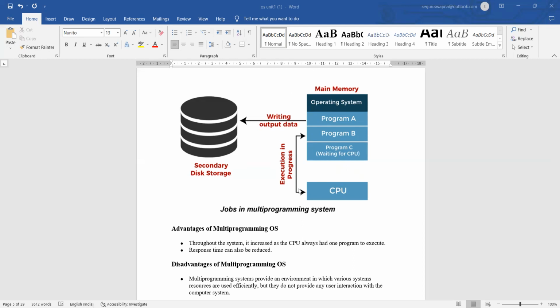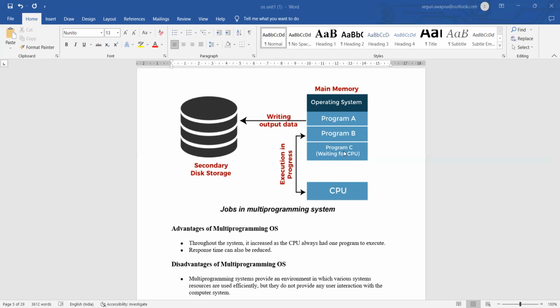This is the multi-programming operating system. Coming to the advantages of multi-programming operating system, it increases the CPU throughput. That is, every time the CPU is busy with some process, which increases the throughput of the CPU. And response time, that is, waiting time for every process, is reduced, where it can execute multiple processes at a time.